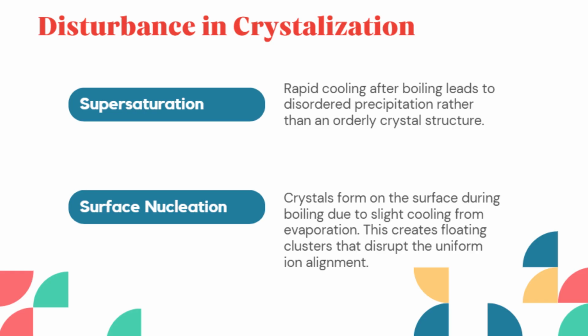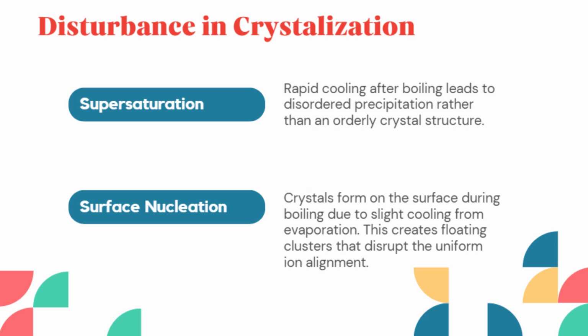For the disturbance in crystallization, crystallization is often disrupted by environmental and chemical factors. Let's explore 2 critical disturbances in the process. Firstly, supersaturation. When a solution becomes supersaturated, it means that it contains more solute than it can normally hold at a given temperature. This happens, for example, when dissolving sodium chloride in boiling water.